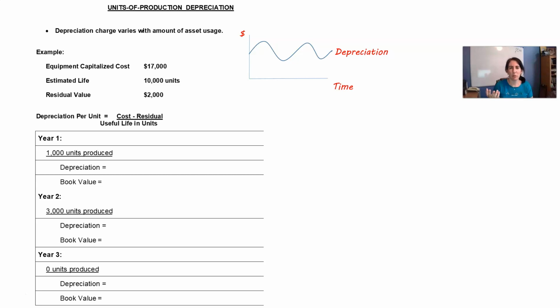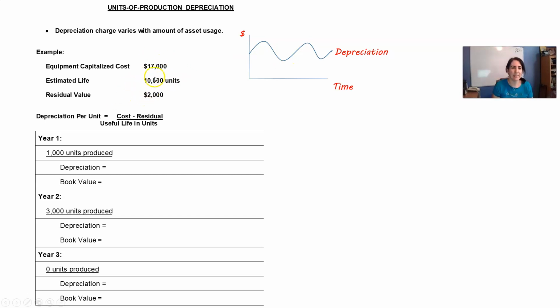What kind of assets would this make sense for? Well, something like a car. If you have a car in your business and you drive it for 20,000 miles, and then the next year you only drive it for 2,000 miles, well, then logic says you should have more depreciation in the year that you drove it for 20,000 miles, no? So the idea here is that depending on how much you use the asset is how much you're going to depreciate it. So that's a lot more logical, right? But it's more work. Okay, so let's look at this.